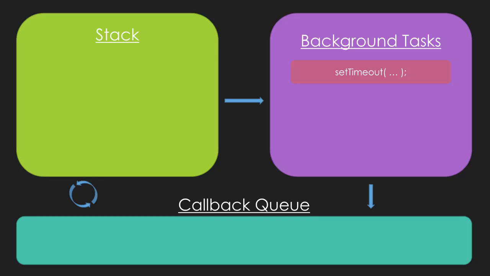Eventually, after 3 seconds, the code in the background task will be finished running. The code inside this callback function will get put into the callback queue. Node will be able to pick up that there's code inside the callback queue and push it onto the stack. Once there's code in the stack, then that will get executed. After that, everything will be empty and Node will end the process right then and there.